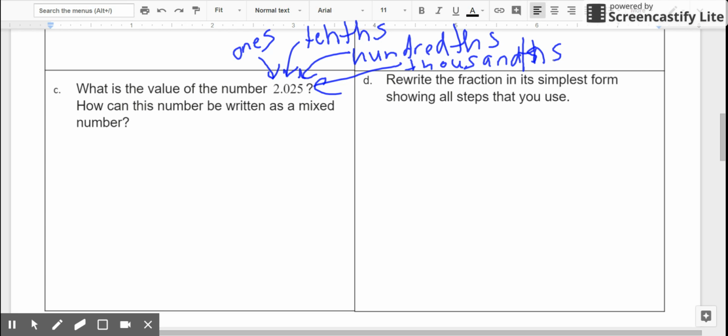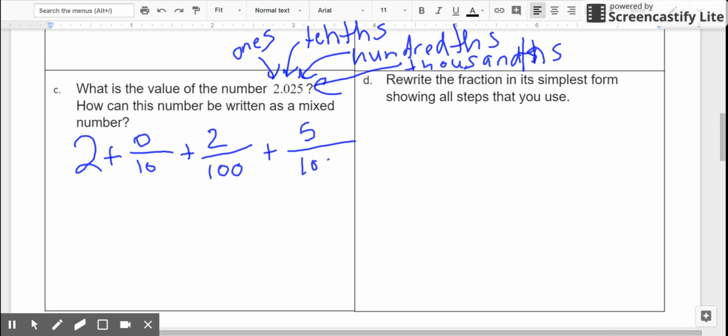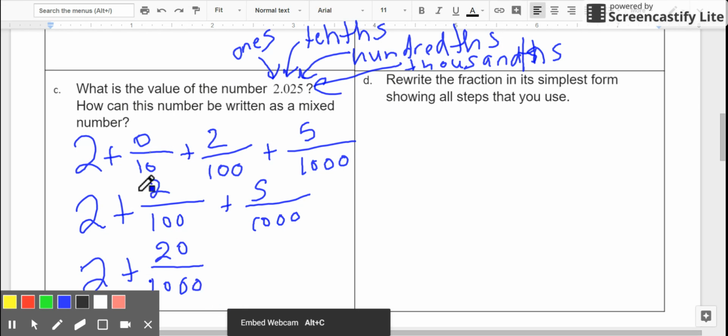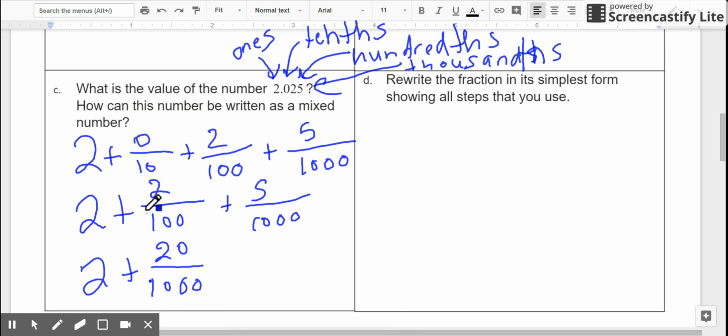So I could represent this number as, and you don't need to write all these down, just take a look for a second, 2 plus 0/10 plus 2/100 plus 5/1000. Or I could write this number as 2 plus 2/100 plus 5/1000. Or I could write this number as 2 plus 20/1000, right? Because that fraction is equivalent to the one above because I just multiplied the numerator and denominator by a constant of 10, plus 5/1000, which is where I'm getting this number 2 and 25/1000.